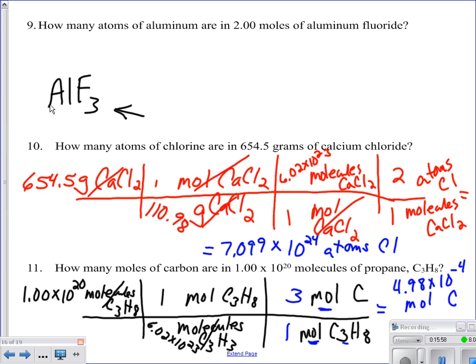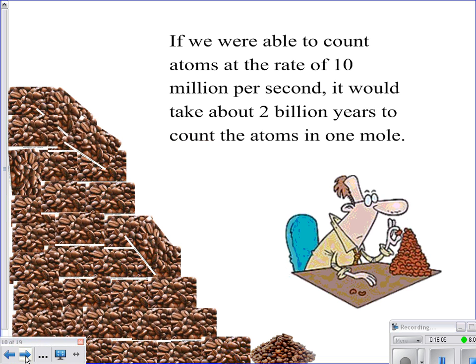That is about all I'm going to go through on these. Let me just finish up with this other idea, and we talked about this a little bit before I started taping, but remember a mole is a really, really huge number. So here's another thought for you. If we were able to count atoms at the rate of 10 million per second, it would take about 2 billion years to count the atoms in just 1 mole. So it's a really enormous number that's hard for us to fathom. That is it for mole calcs.